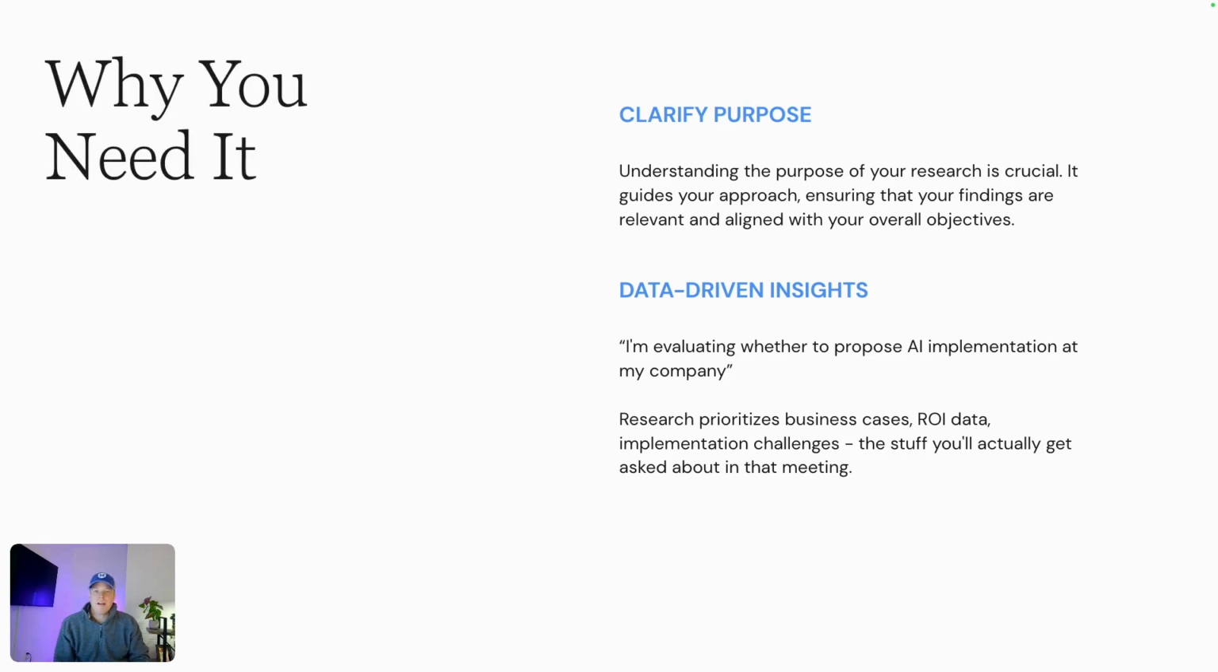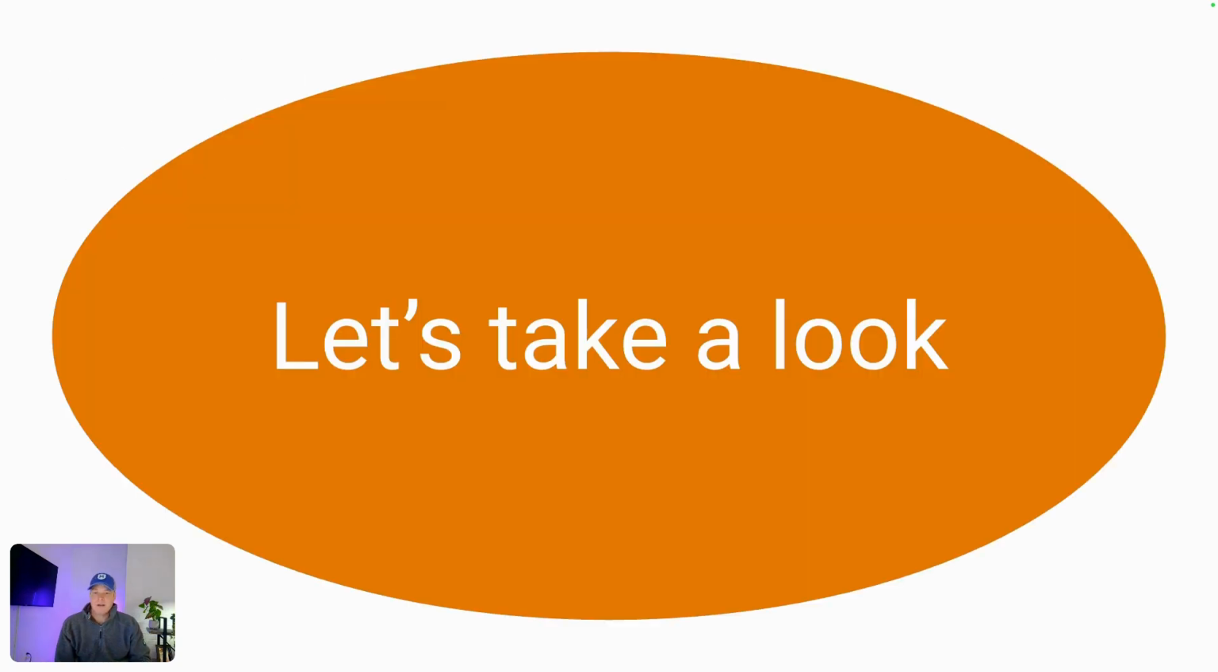And finally, clarify the purpose. Understanding the purpose of your research is crucial. It guides your approach, ensuring that your findings are relevant and aligned with your overall objectives. For example, I'm evaluating whether to propose AI implementation at my company. This research prioritizes business cases, ROI data, implementation challenges, the stuff you'd actually get asked about in a meeting. Let's take a look.